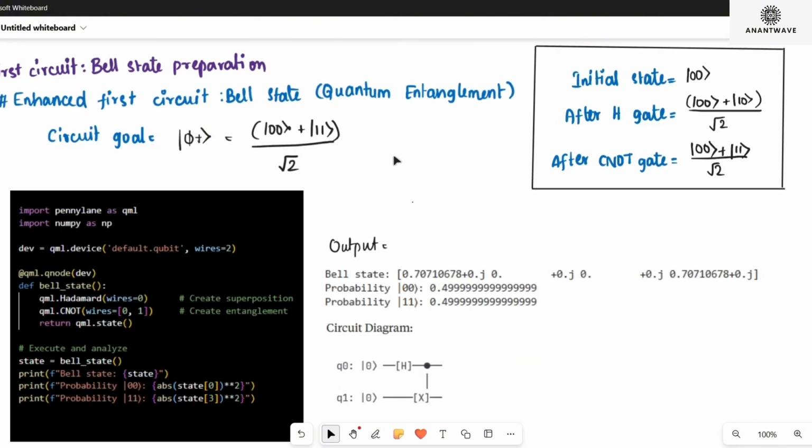Our first circuit creates a Bell state for quantum entanglement. The goal is to create this state. Here's the step-by-step evolution. We start with the initial state, ket 0 0. After applying the Hadamard gate, we'll get this quantum state. Further, after applying the CNOT gate, we'll get the required state.